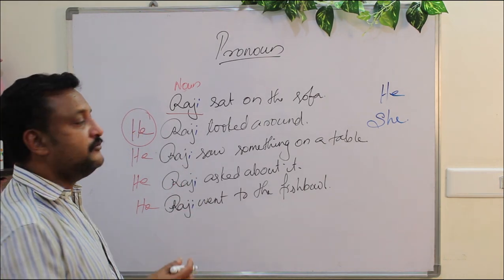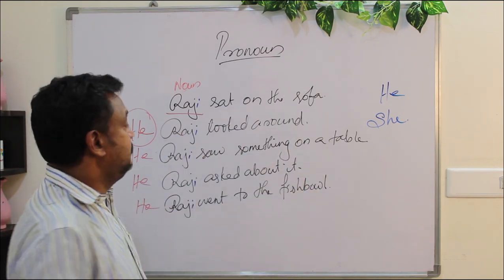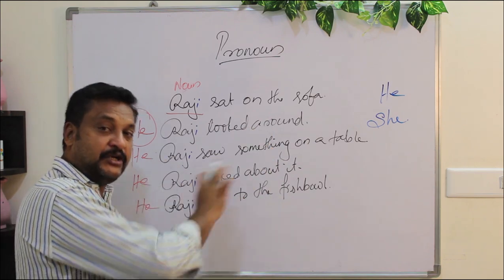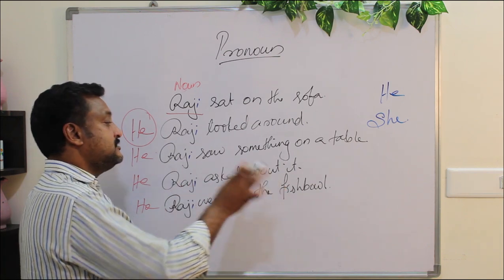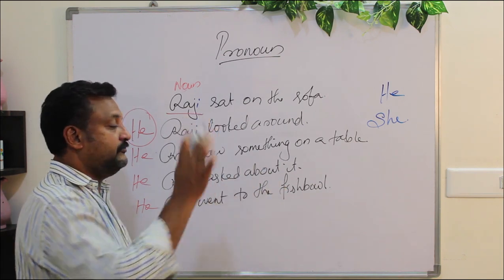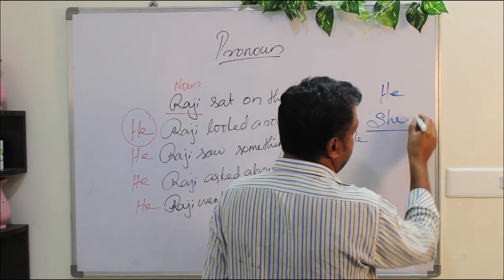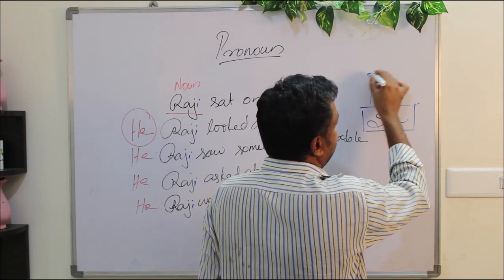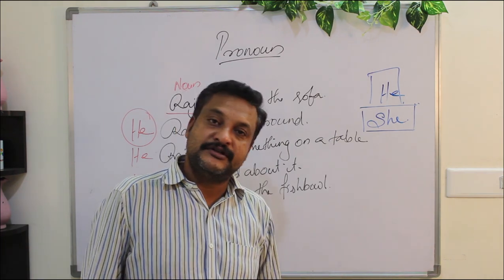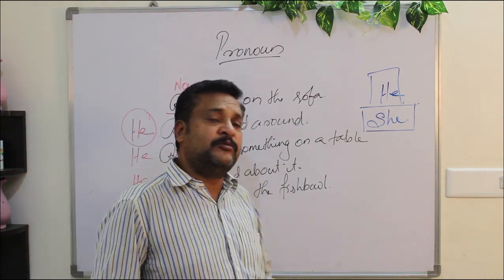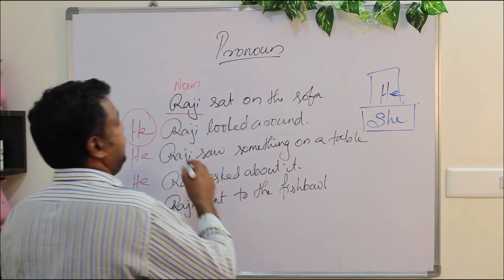Isn't it? So instead of Raji being repeated, what do we do? Raji sat on a sofa. She looked around. She saw something on a table. She asked about it. She went to the fish bowl. Okay. So if you have to speak about a girl or something in the feminine gender, we use she. If you have to tell it about all the friends, shall we say the friends sat on the table?